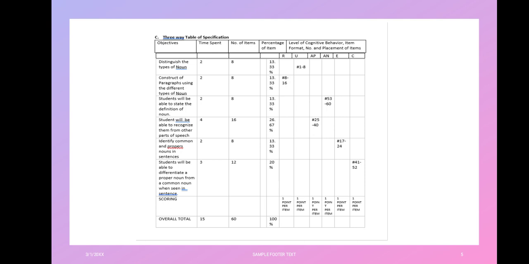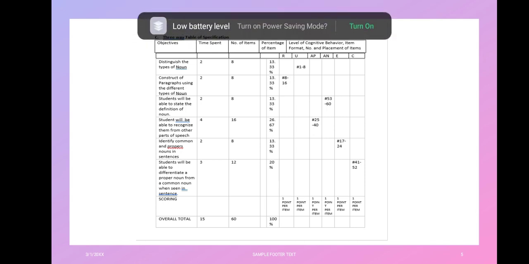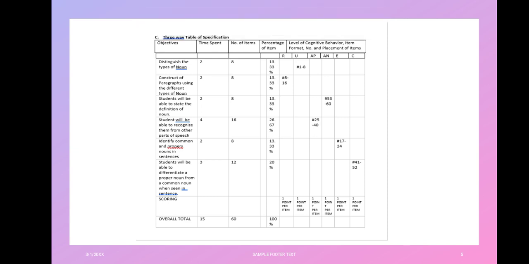Let us first discuss the objectives. Number 1, distinguish the types of noun. Number 2, construct a paragraph using different types of noun. Number 3, students will be able to state a definition of noun. Number 4, students will be able to recognize it from the other parts of speech. Number 4th is identify common and proper nouns in sentences. And 5th is students will be able to differentiate the proper noun from the common noun, which can be seen in sentences.